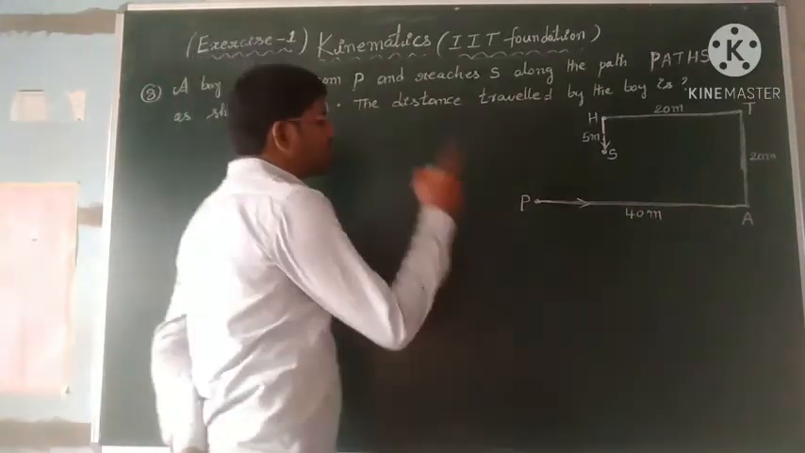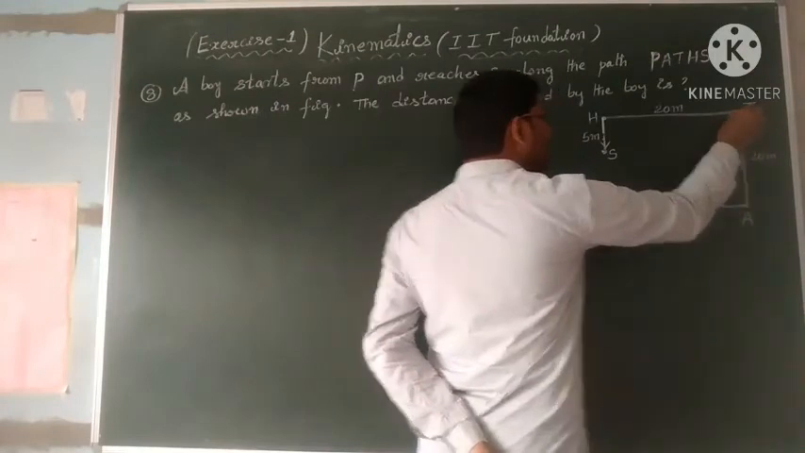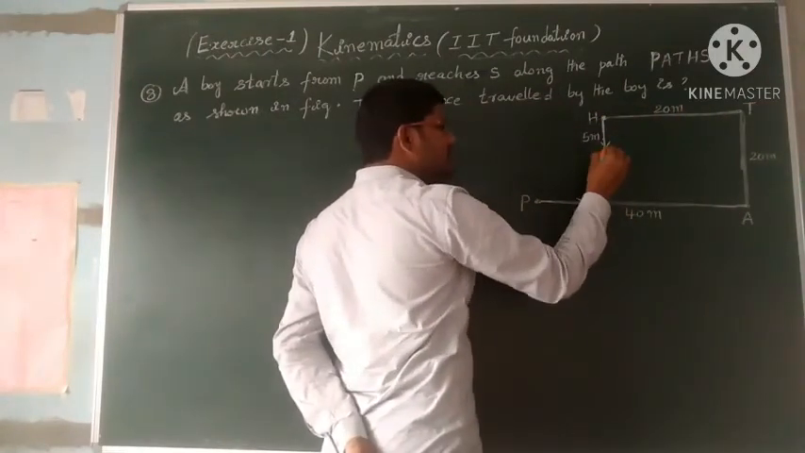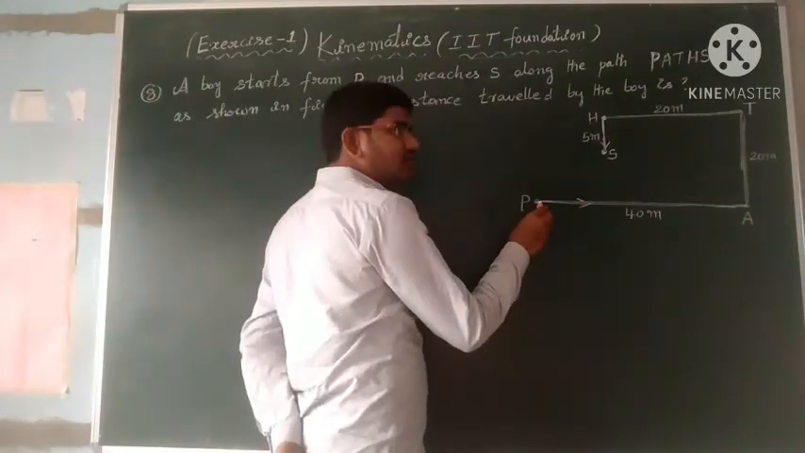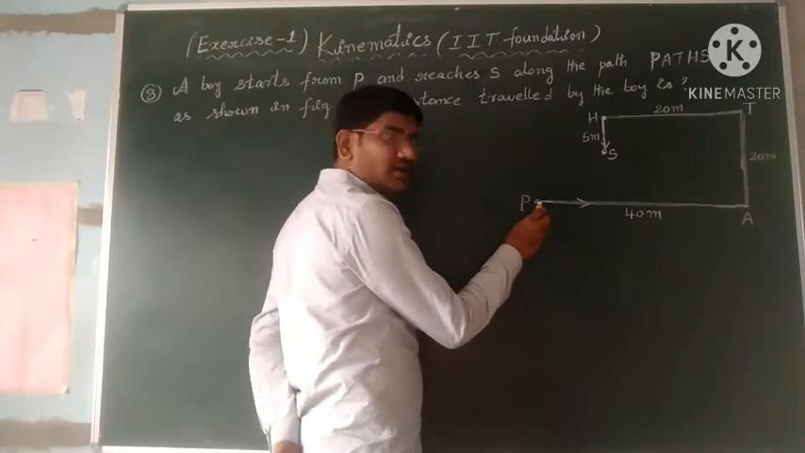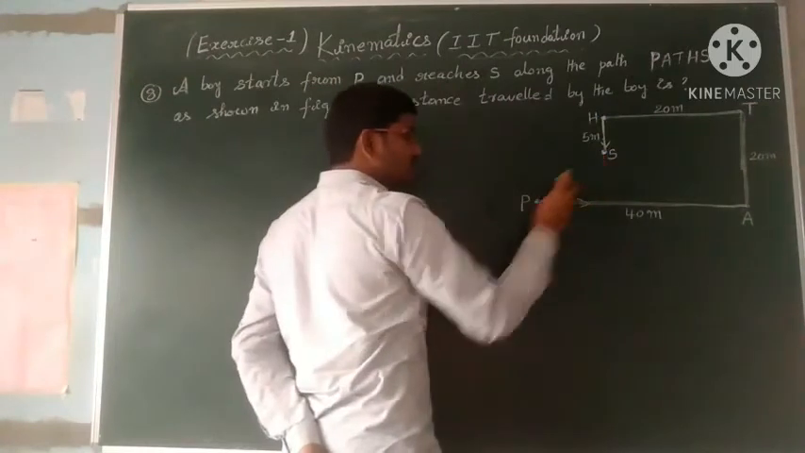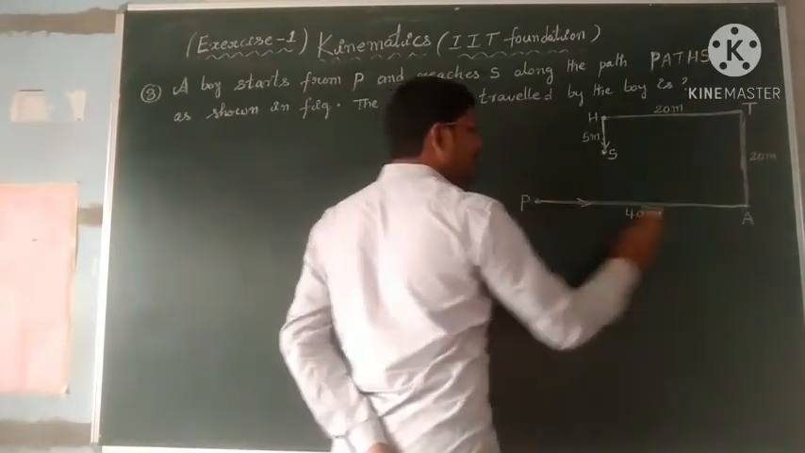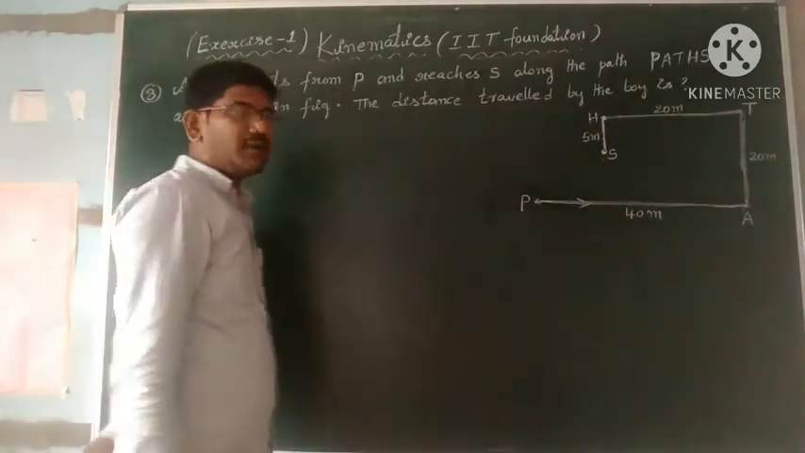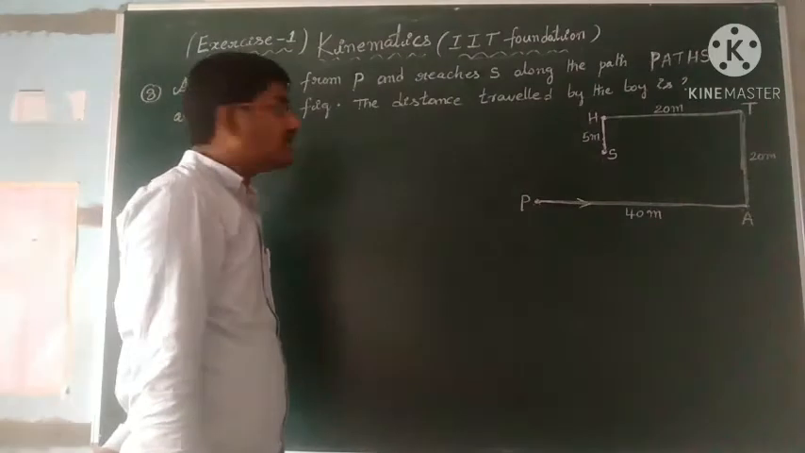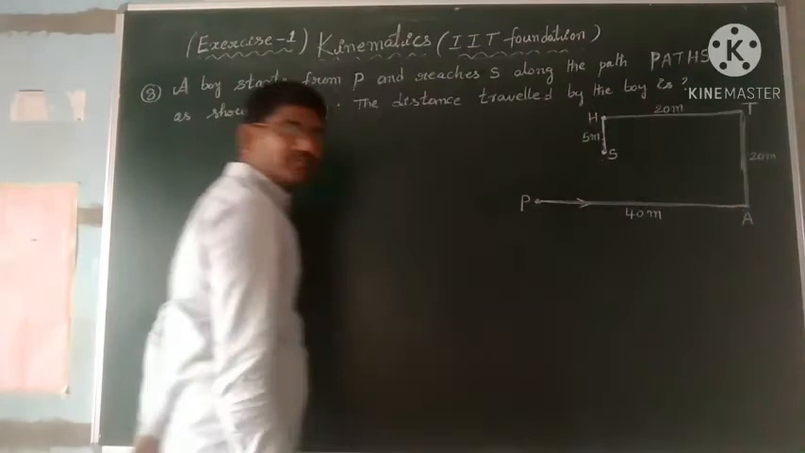Okay, see, the boy starts at the point P, travels from P to A to T, then T to H, and finally H to S he reached. If you add all the paths he has covered, from P to A to T, T to H, H to S, these are the paths he has covered. Clear? So now the question mark is the distance travelled by the boy.